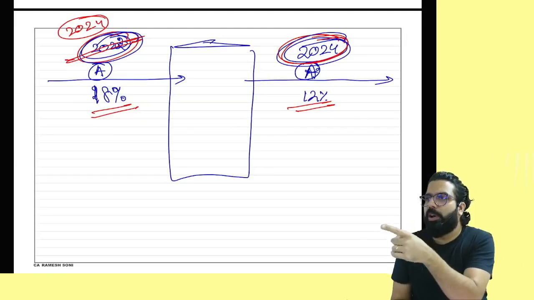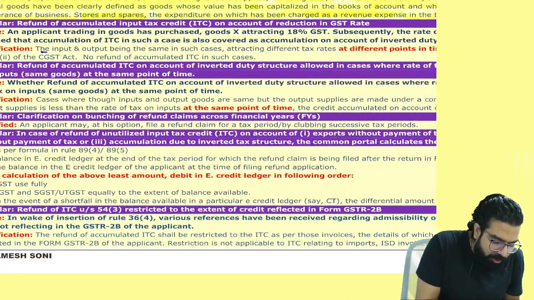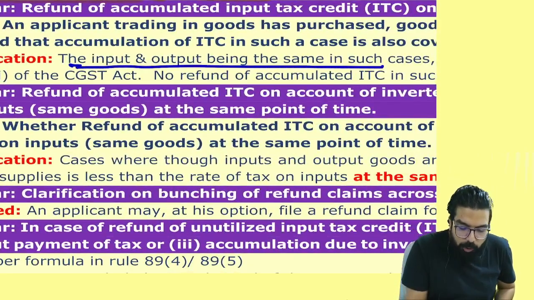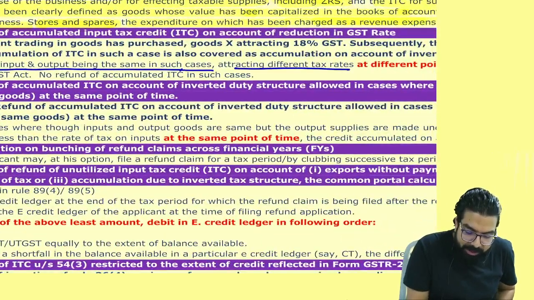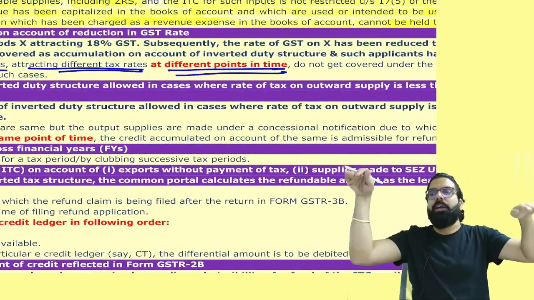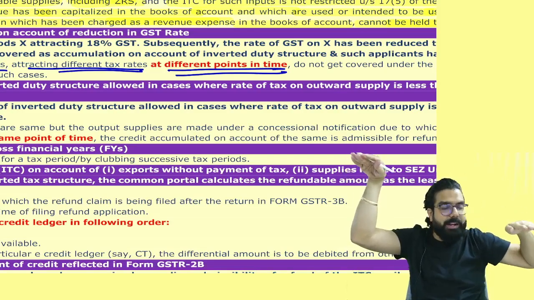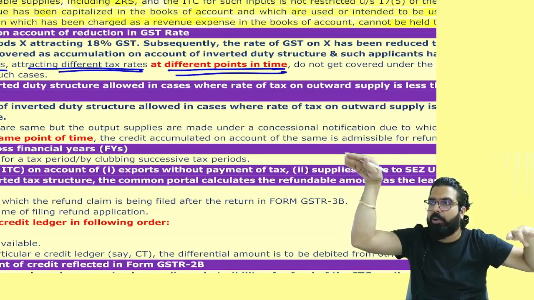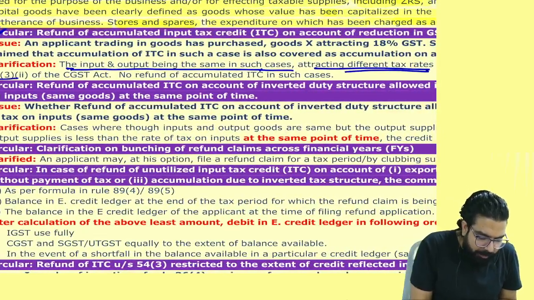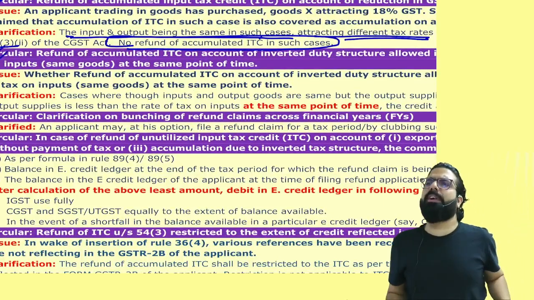Is my point clear to all? Everyone, that is the clarification which was given over here. See, people, will you read the issues at home only? Issue I have already told you. What is the clarification? The input and output being the same in such case, attracting different tax at different point of time. If you bought in 2020 at 18, selling in 2024 at 12, will you get IDS refund? Different point of time, will you get IDS refund? No. It says, do not get covered under the provision of section 54, no refund. But then, now again people ask, sir, what if it is the same period of time?